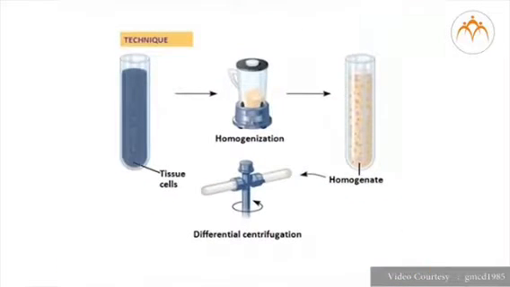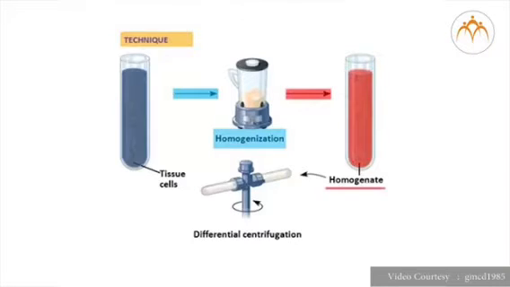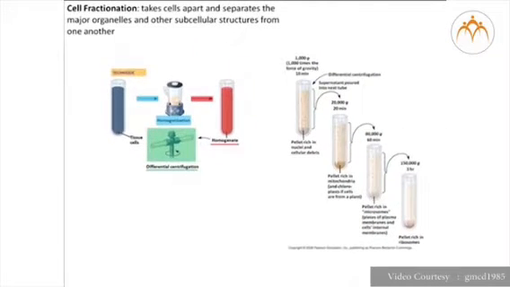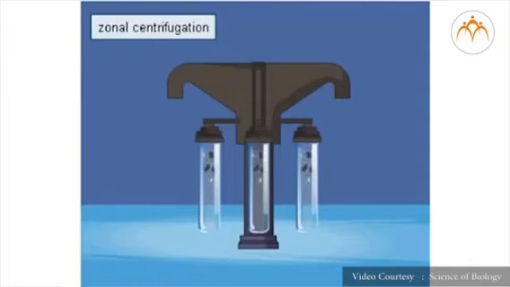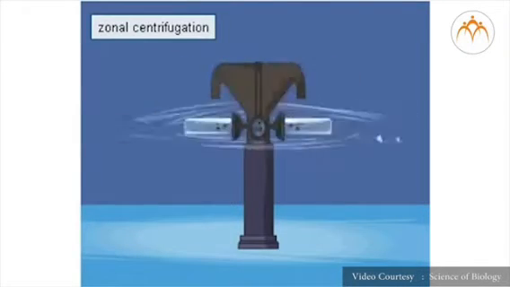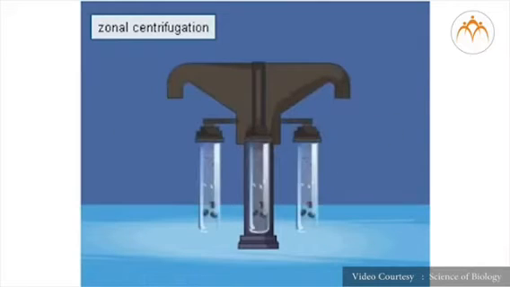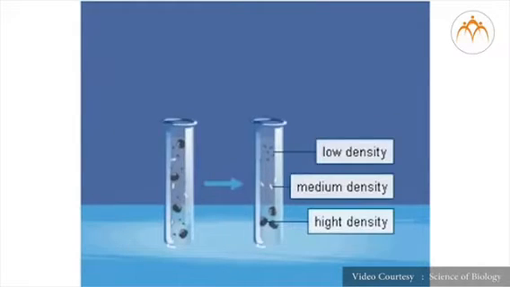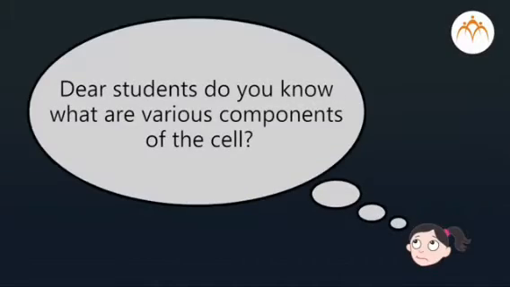Cell fractionation is the process used to separate cellular components while preserving individual functions of each component. Differential centrifugation is a method used to separate the different components of a cell on the basis of mass. Isopycnic centrifugation, more correctly termed as equilibrium density gradient centrifugation, is a method where particles are separated on the basis of their density. Dear students, do you know what are various components of the cell?